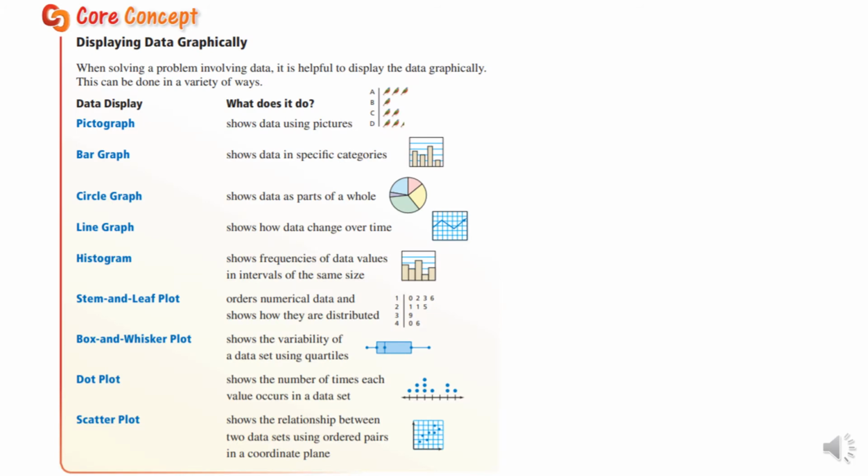Okay, right here is a display of a bunch of different data displays. We have a pictograph where they actually have pictures showing the data. We have a bar graph, which we've used before. Notice that bars are not stuck together. They have a space in between them. And then you would put the data around it.